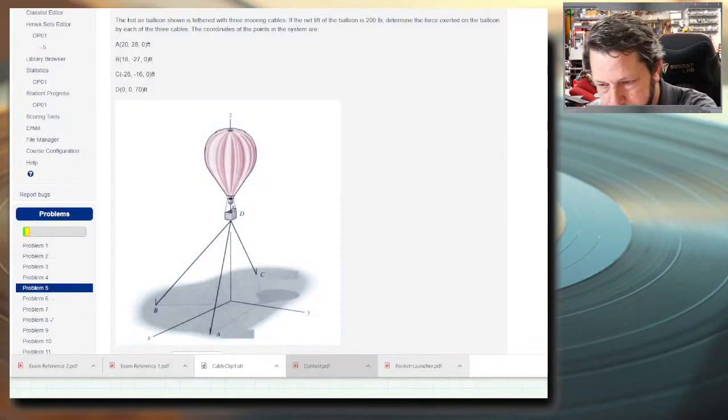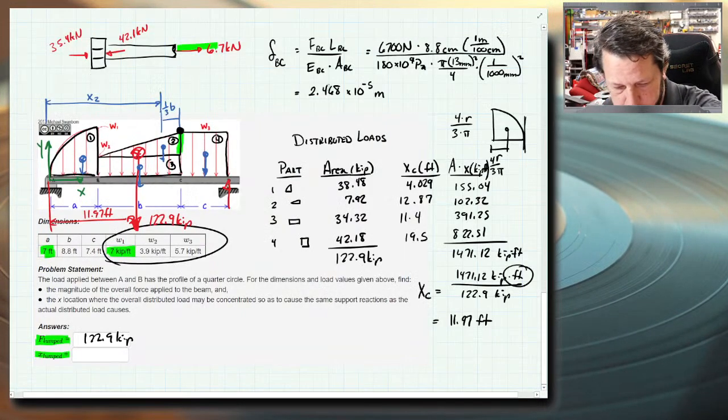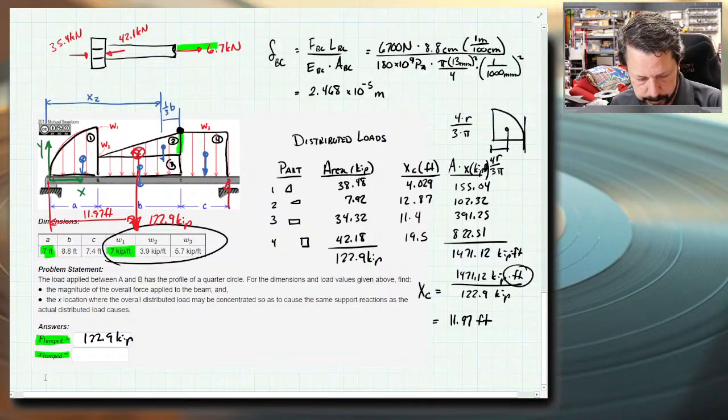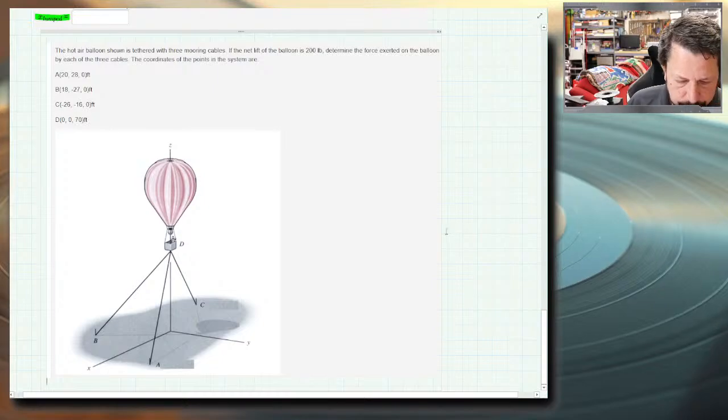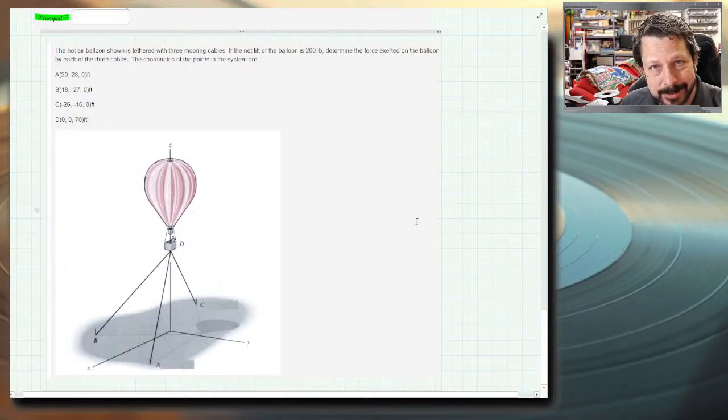All right, so we've got this hot air balloon. It has 3 mooring cables. The net lift of the balloon is 200 pounds, so it's pulling up with a force of 200 pounds. So that does flip our axes around a little bit from what they normally would be. We want to find each of the cable forces.